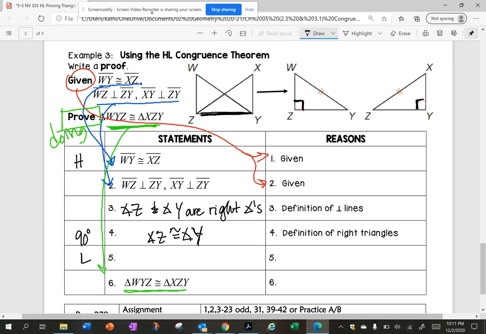So this leg is going to say YZ is congruent to YZ. Anything that's congruent to itself, we call that reflexive property of congruence. So now I have my 3 parts in my specific order. I have a 90-degree angle, the hypotenuse, and a leg. So I can say my 2 triangles are congruent by hypotenuse leg triangle congruence. And we are done.